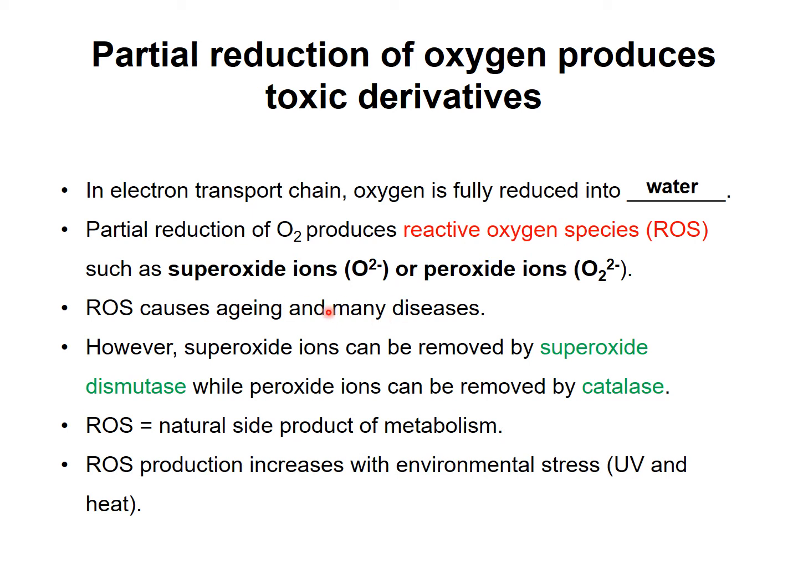However, the good news is that these ions can be removed by specialized enzymes, such as superoxide dismutase, which removes superoxide ions, or catalase, which degrades peroxide ions. Now, for information, ROS is a natural side product of metabolism. It happens all the time, but at a very low, controllable level. But during times of environmental stress, such as exposure to UV and heat, ROS levels can increase dramatically.